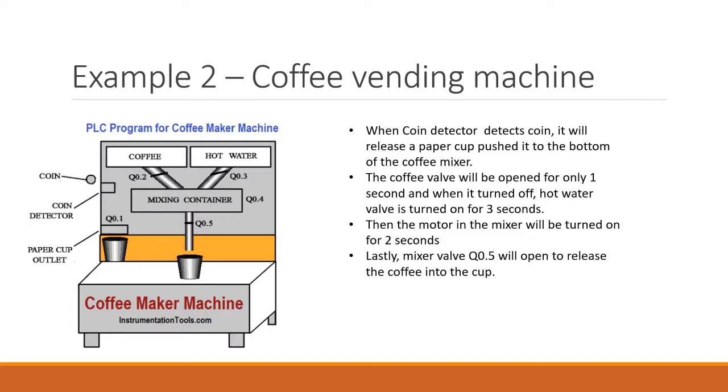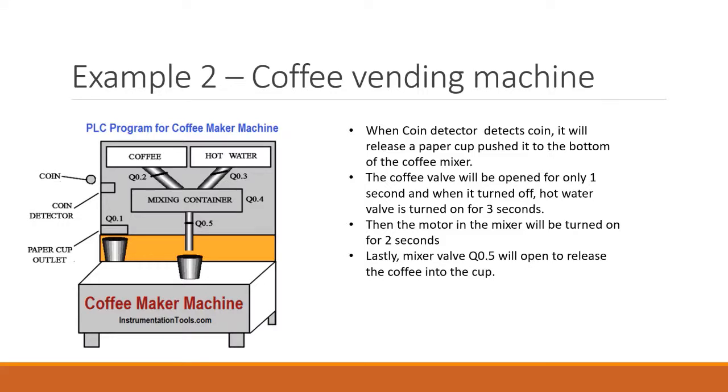And then the coffee valve will be open for only 1 second. So this Q02 is a coffee valve. It will turn on for 1 second, and then it will close again. And after that, a hot water valve, this Q03, is turned on for 3 seconds. And after that, it will close again. And the motor in the mixer will be turned on for 2 seconds. So Q04 will be turned on for 2 seconds.